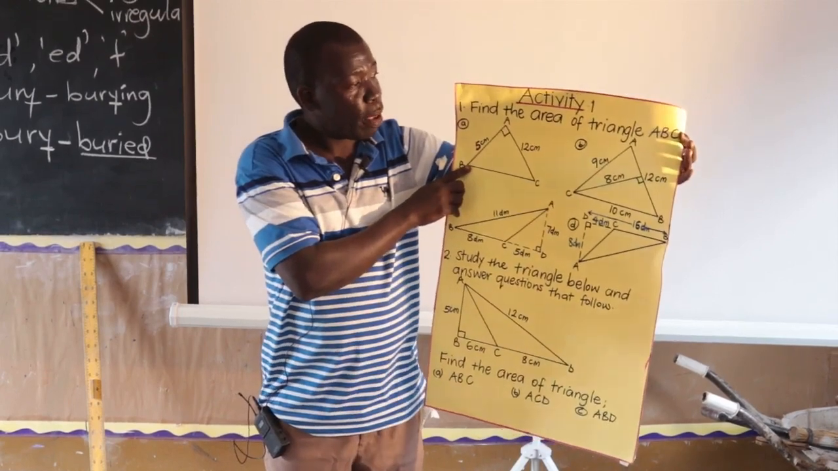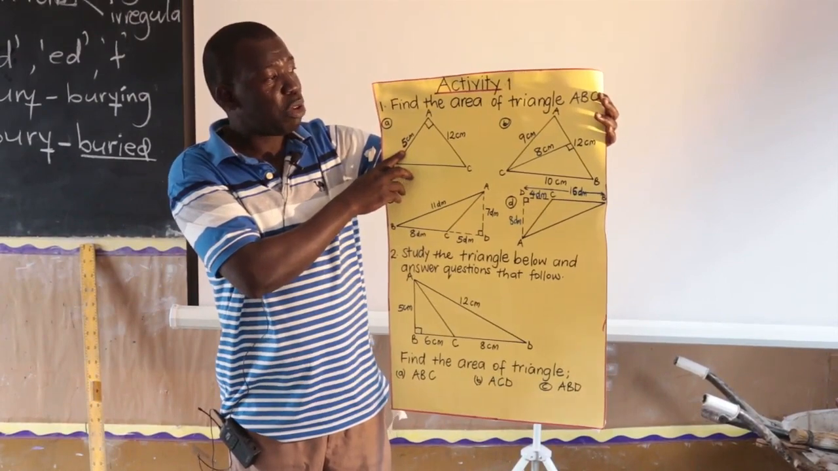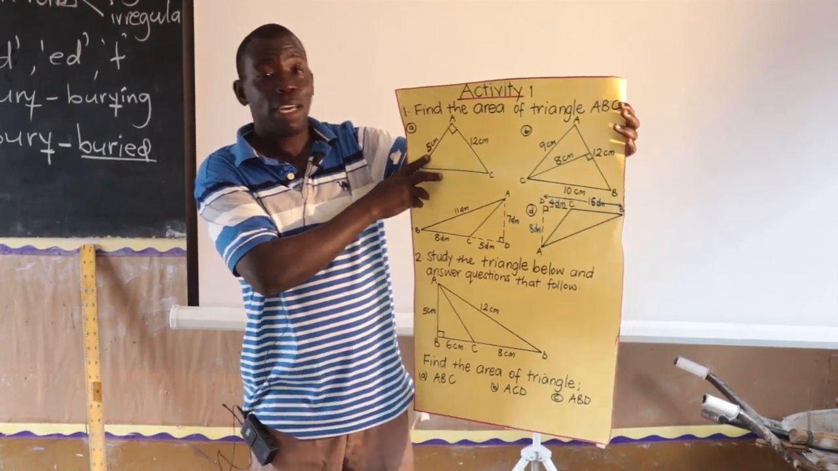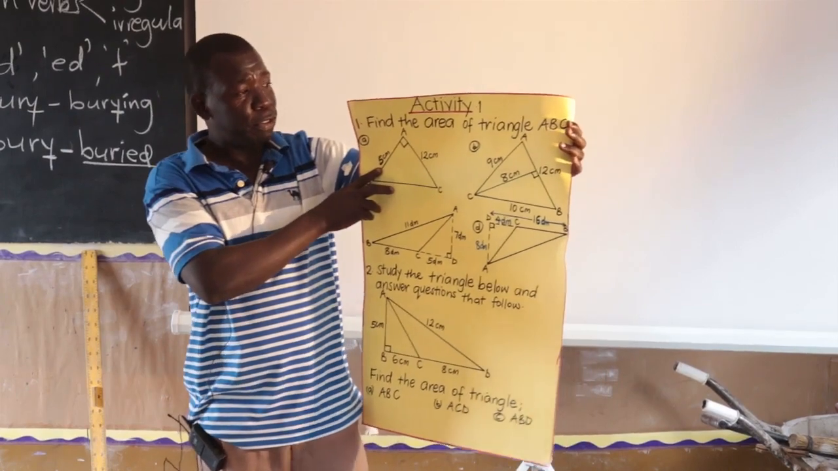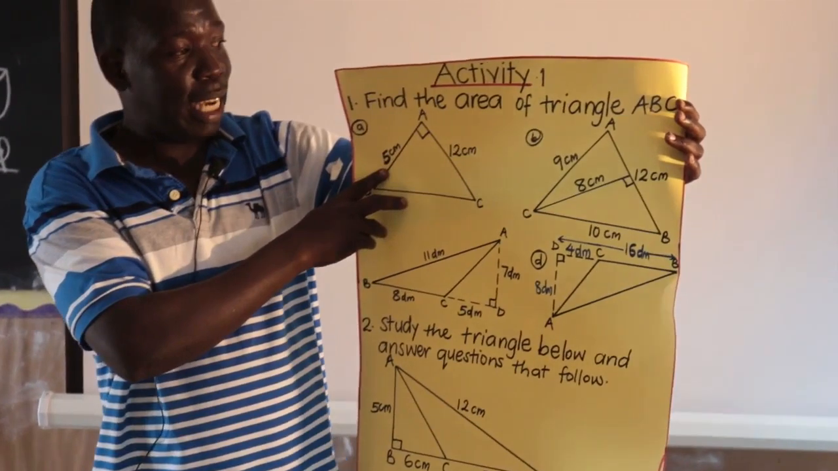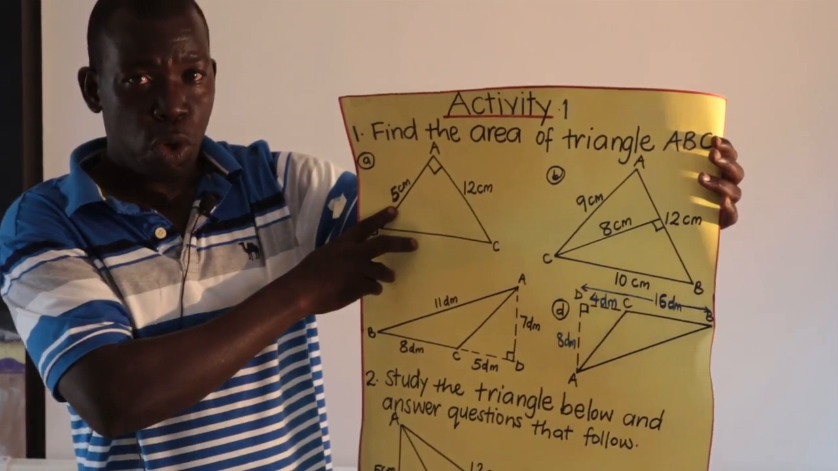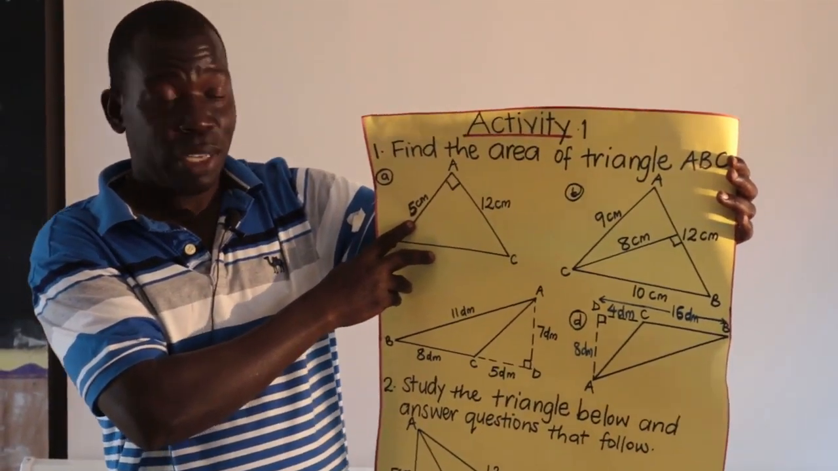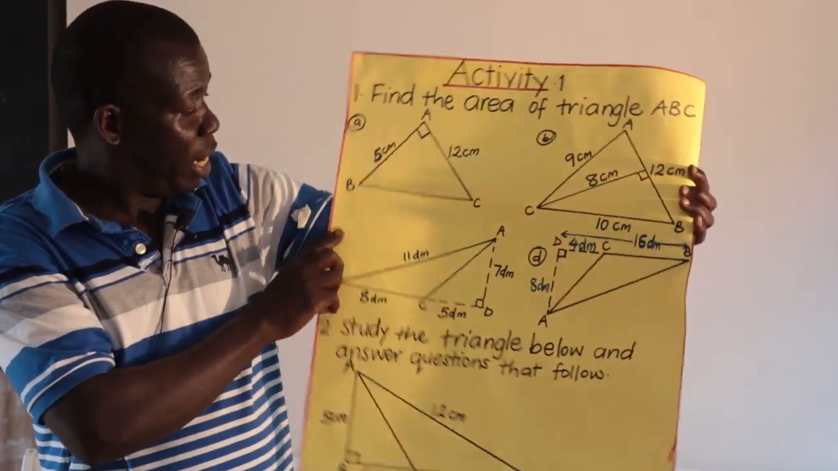B, our base is 12, the height is 8. Area equals a half times base times height. That is a half times 12 centimeters times 8 centimeters. Follow the steps, please, dear candidates. A half times base, which is 12, times height, which is 8. So cancel 2. Cancel 2 and 12, that is 2, 1, 2, 6. You remain with 6 times 8 centimeters. So when you multiply that, you get 48 square centimeters.